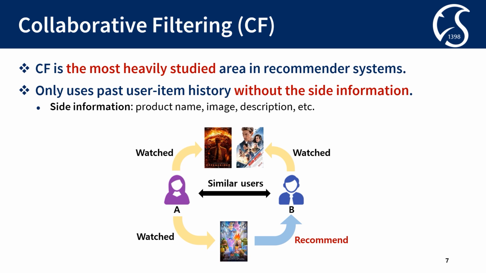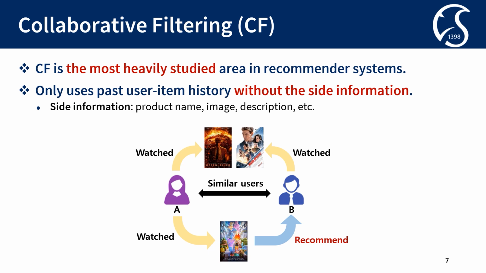Collaborative filtering only utilizes user click history without using any side information, such as product names or pictures. To make recommendations for user B, CF uses the information of user A, who is similar to user B. For instance, if user A watched Oppenheimer, Mission Impossible, and Elemental, we guess that user B would also prefer Elemental. Eventually, the movie Elemental is recommended to user B.